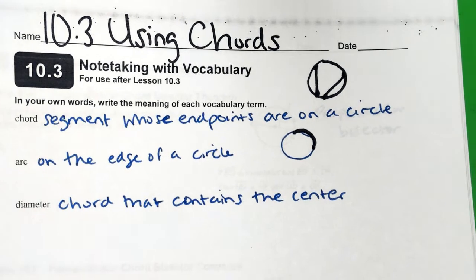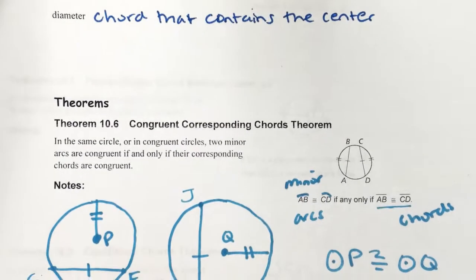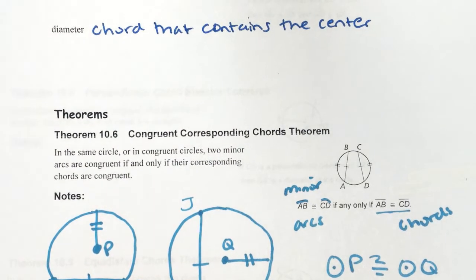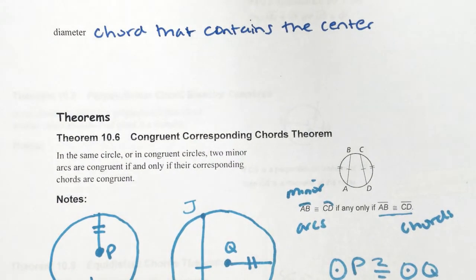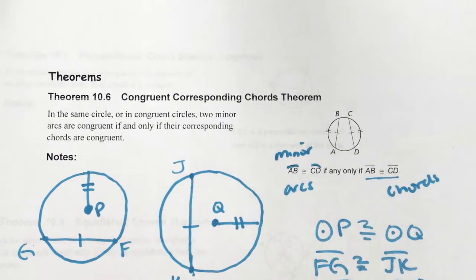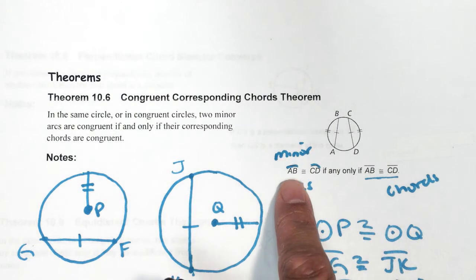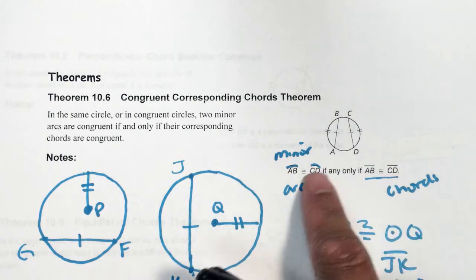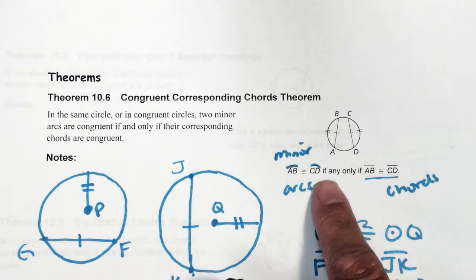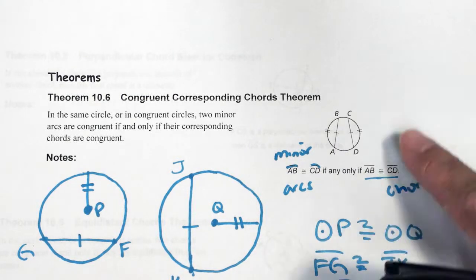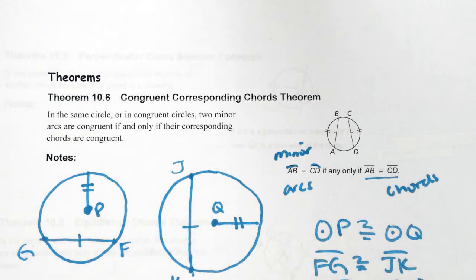So we have our first theorem that's going to help us, and it's the congruent corresponding chords theorem. In the same circle or in congruent circles, two minor arcs are congruent if and only if their corresponding chords are congruent as well. So for example, if we have minor arcs, AB is congruent to CD. So these are our minor arcs that are on an edge. They're congruent if and only if the chords that I have here, AB and CD, are congruent as well. So this is where it's in the same circle, but you can also have it on congruent circles.